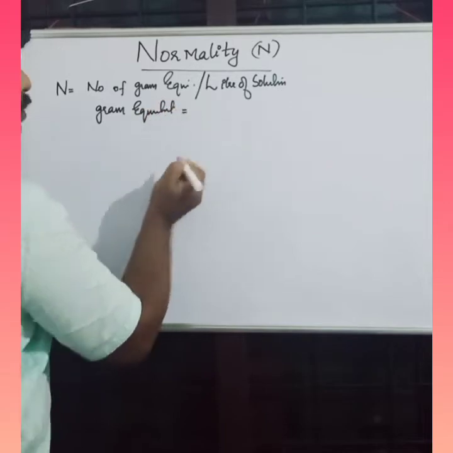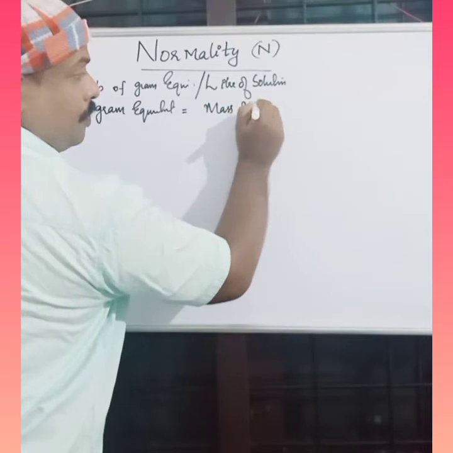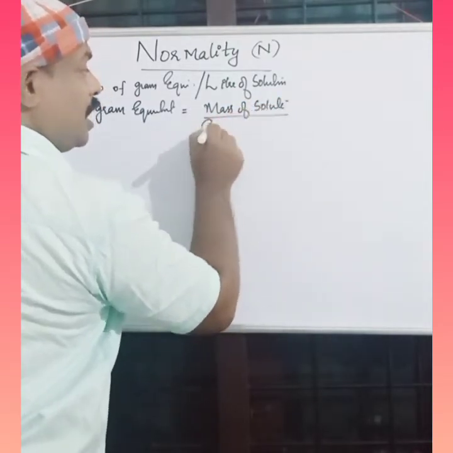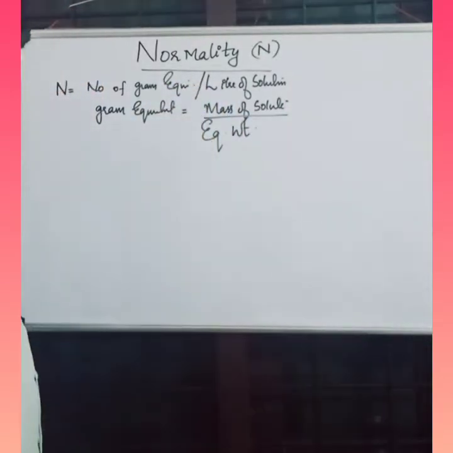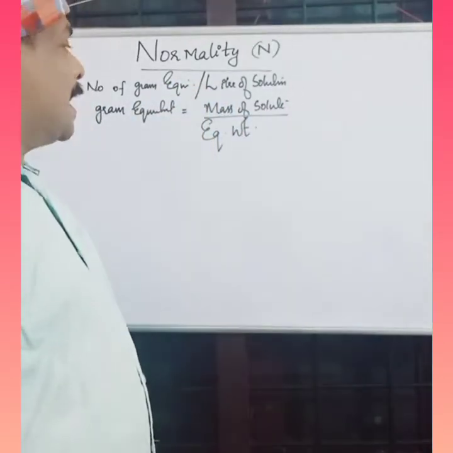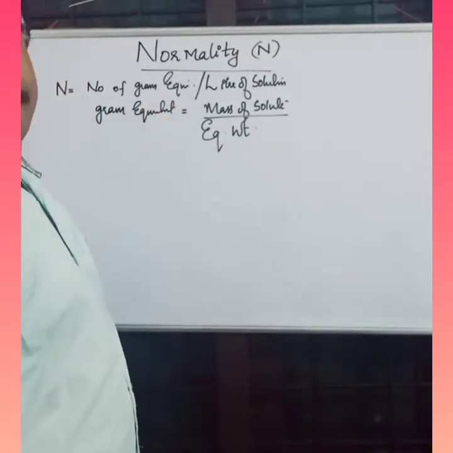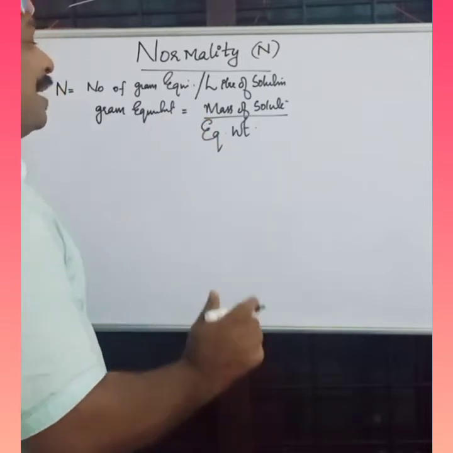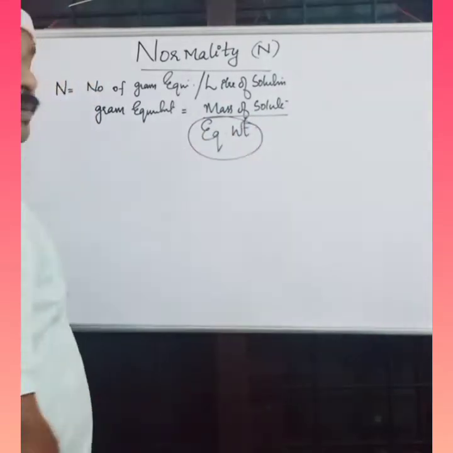Gram equivalent is equal to mass of solute divided by equivalent weight. Mass of solute divided by equivalent weight is the equation of gram equivalence. So you may have a doubt regarding this term, equivalent weight.